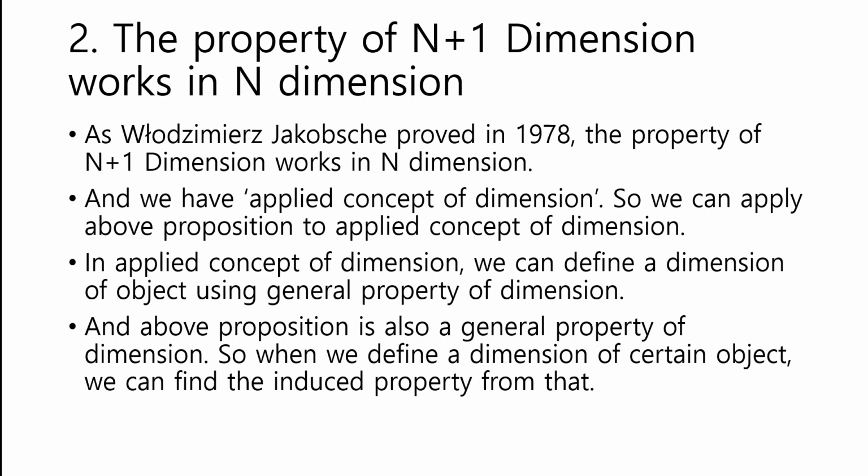In the applied concept of dimension, we can define the dimension of an object using the general property of dimension. Remember, the proposition is also a general property of dimension. So when we define the dimension of a certain object, we can find the induced property from it.